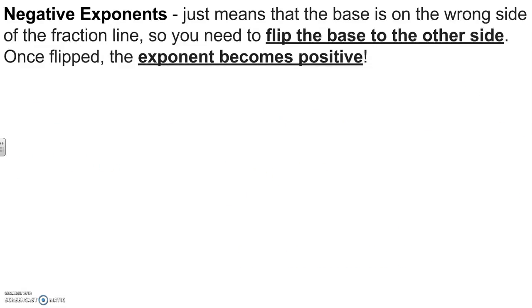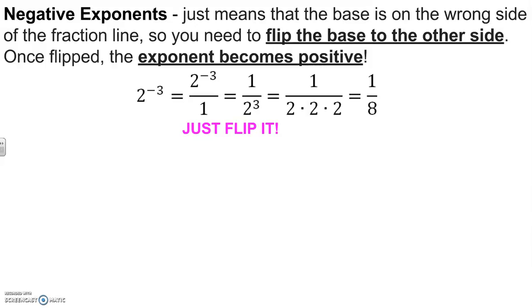Negative exponents. This just means that the base is on the wrong side of the fraction line. So you need to flip the base to the other side. Once flipped, the exponent becomes positive. So that's how we deal with negative exponents. Sometimes the negative exponent is on the top of a fraction or implied over 1, and sometimes it is not. Here's a good example. 2 to the negative 3 really means 2 to the negative 3 over 1. So here we flip it. We can expand 2 to the third power as 2 times 2 times 2, and this becomes 1/8. So negative exponents make numbers into fractions or decimals between 0 and 1, but they do not make the number negative.